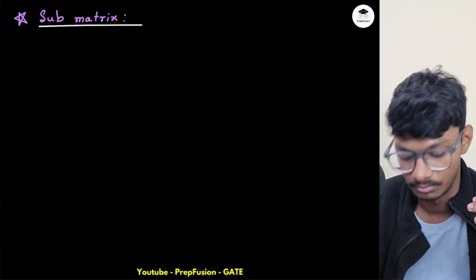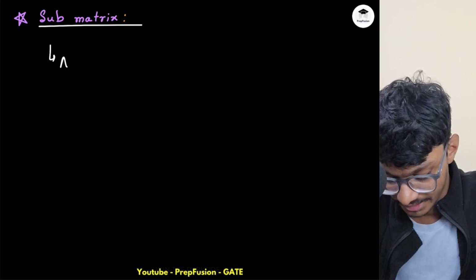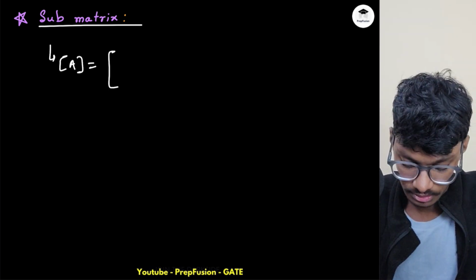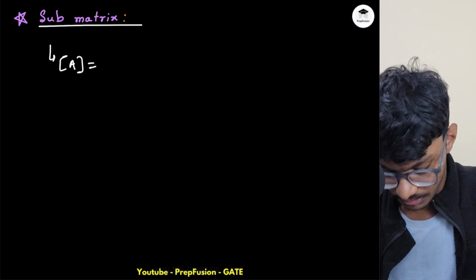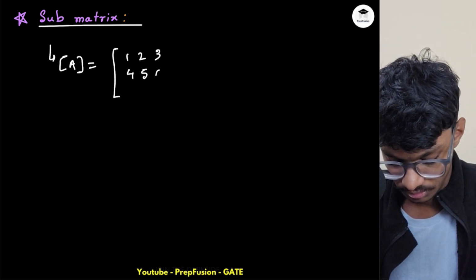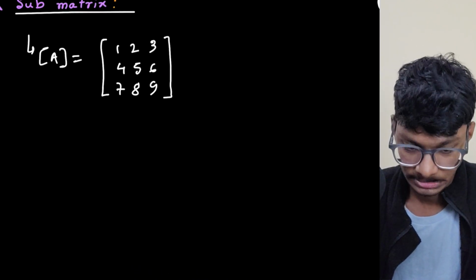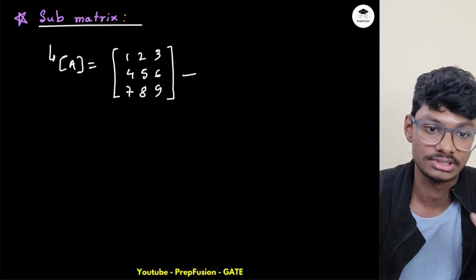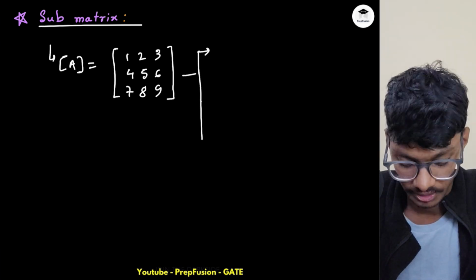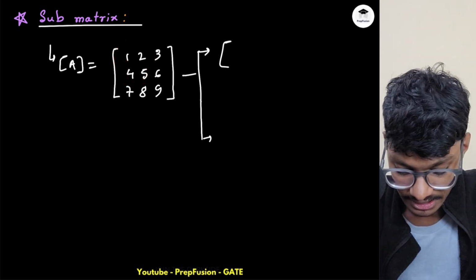Again, we have another type of matrix named the sub matrix. Let's say I have a matrix A, which is equal to 1 2 3 4 5 6 7 8 9. Now, what can be possible sub matrices? Possible sub matrices, basically it is like a set. What can be inside this set? Whichever elements are inside this, I can take this matrix.